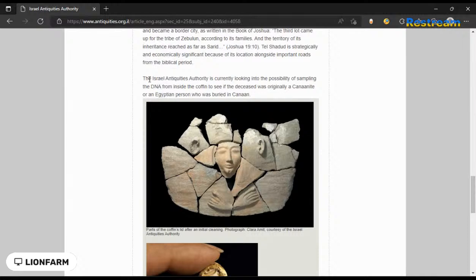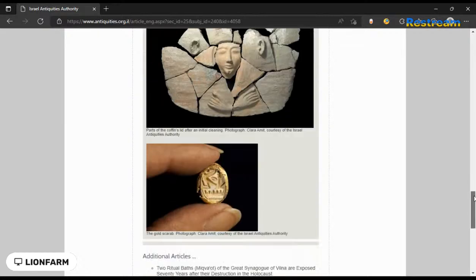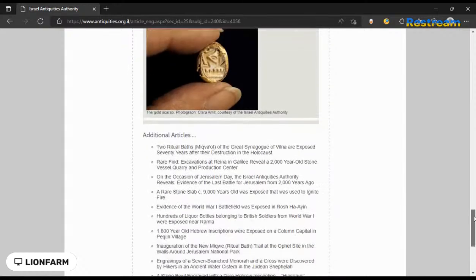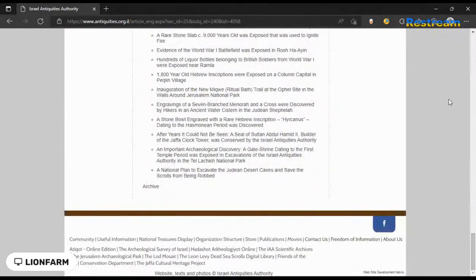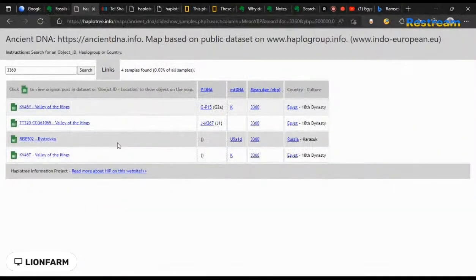Obviously, they looked at the DNA, right? The Israeli Antiquities Authority is currently looking into the possibility of sampling the DNA from inside the coffin to see if the deceased was originally a Canaanite or an Egyptian person who was buried in Canaan. See what's going on there? We're going to look at what they found there, because what they found is kind of controversial.